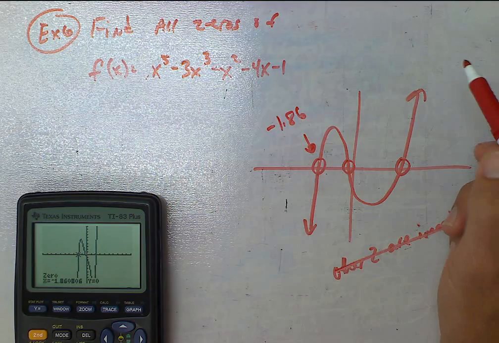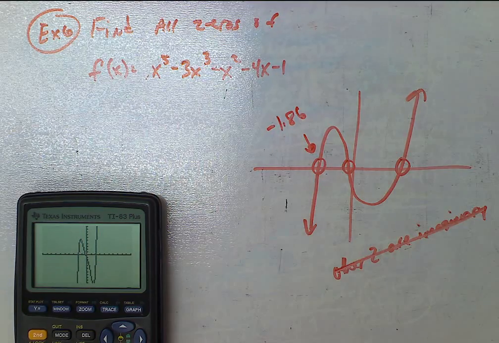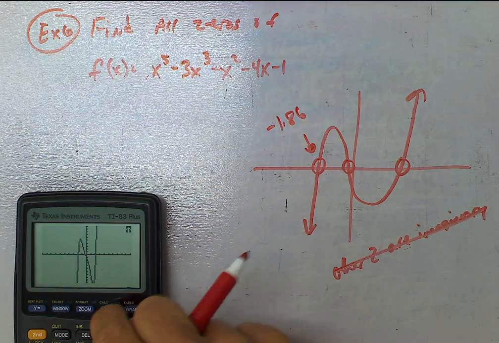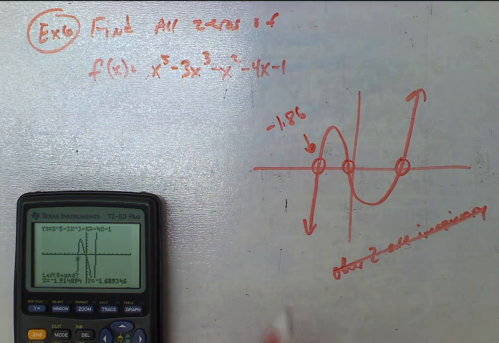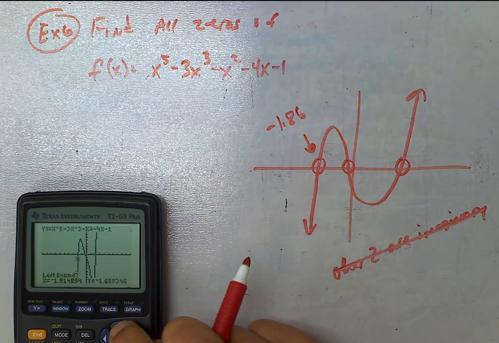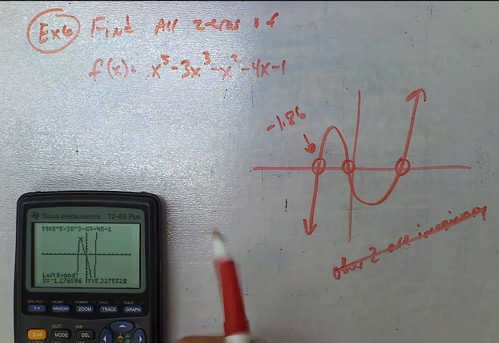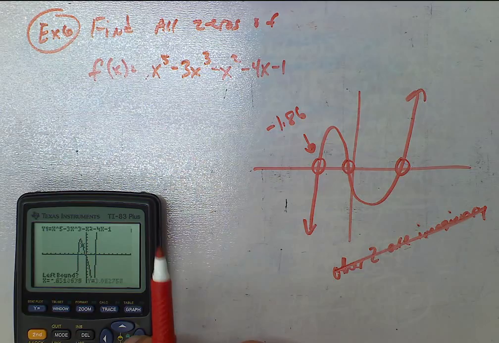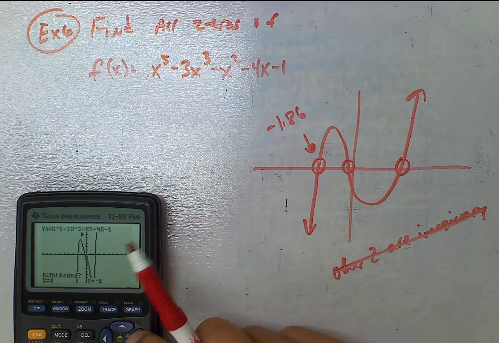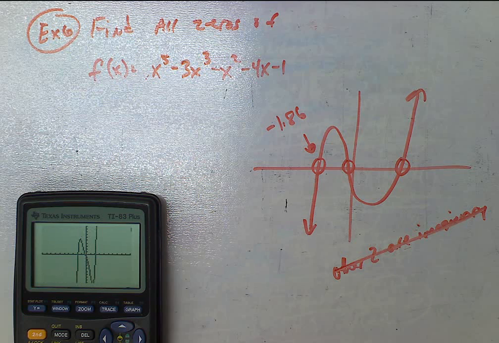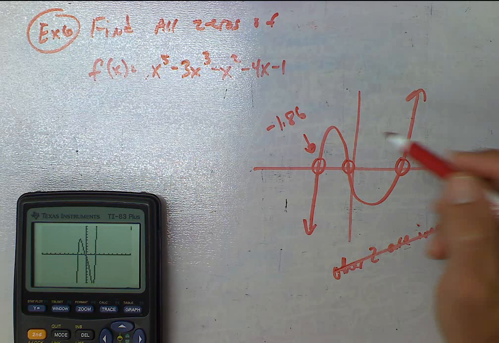To find the second 0, I hit clear. Second trace, choice 2 again for 0, hit enter. Now I'm going to find the second one. Notice since the slope goes down to the right, the left bound, which it says left bound right there, is above the line. Hit enter. Move it below the line for the right bound. Hit enter again. And the second 0 is negative 0.25.